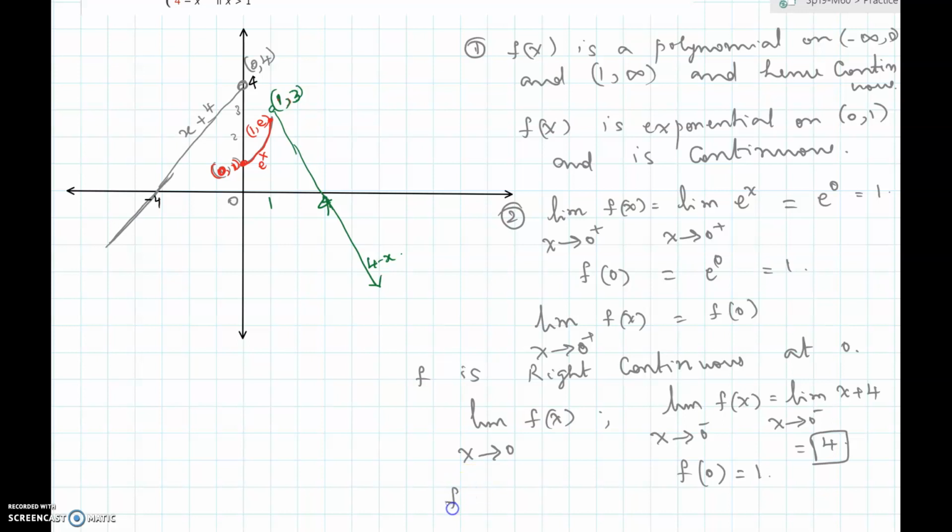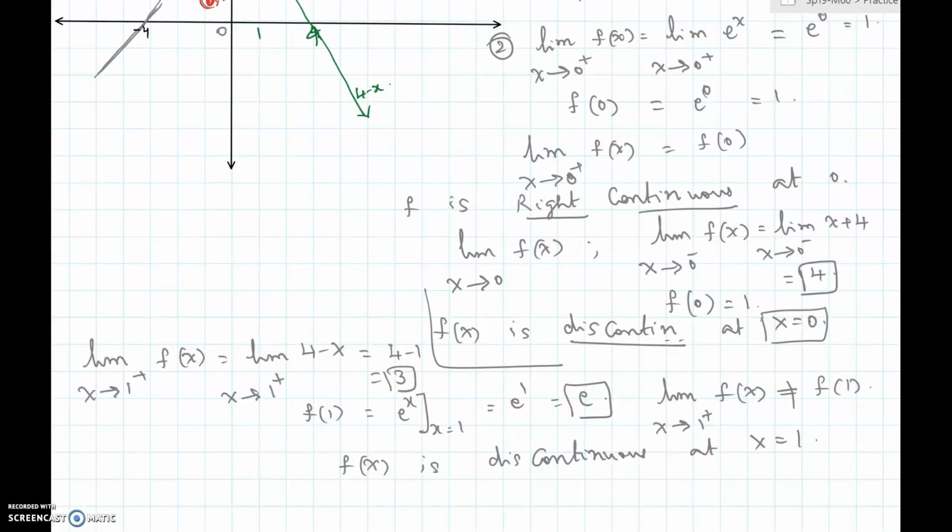So f of x is discontinuous at x equal to 0. It is discontinuous at x equal to 0, but it is right continuous. So we have discussed the case when x equal to 0. We have to discuss the case when x equal to 1.